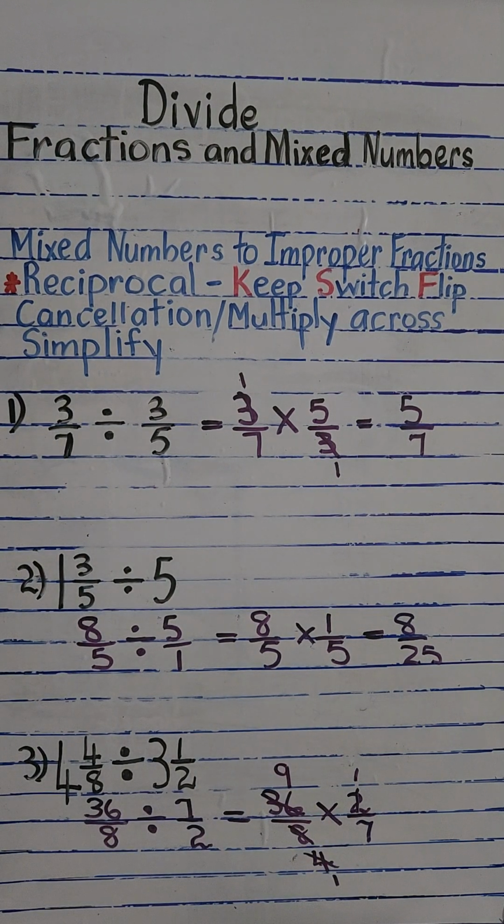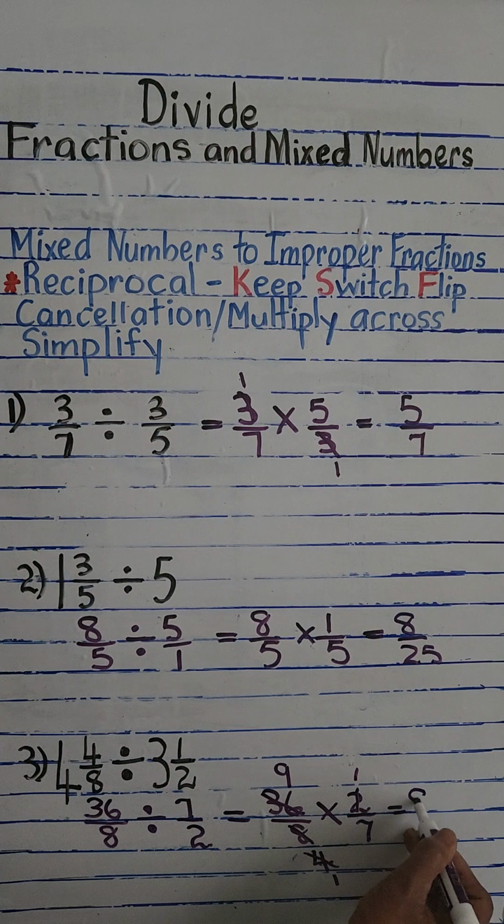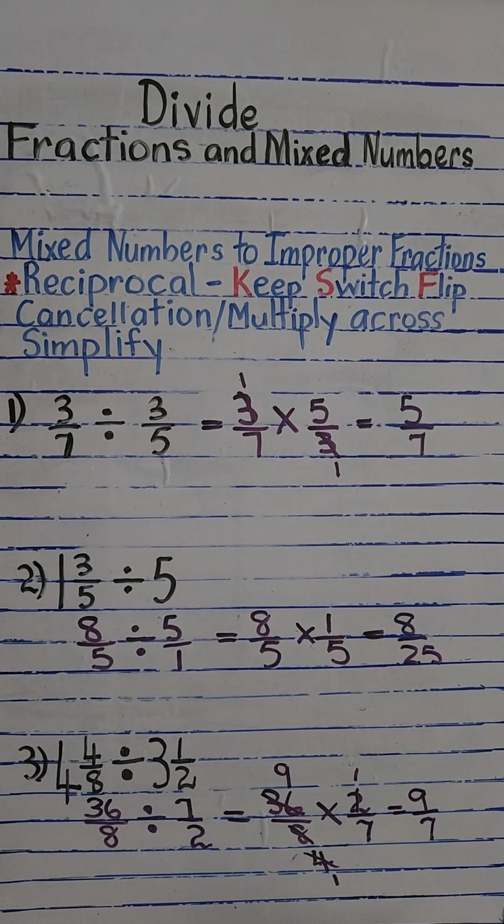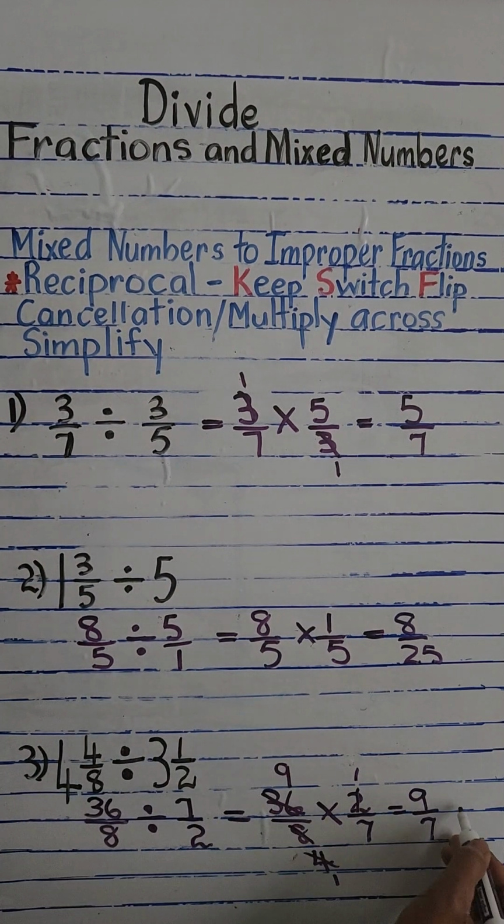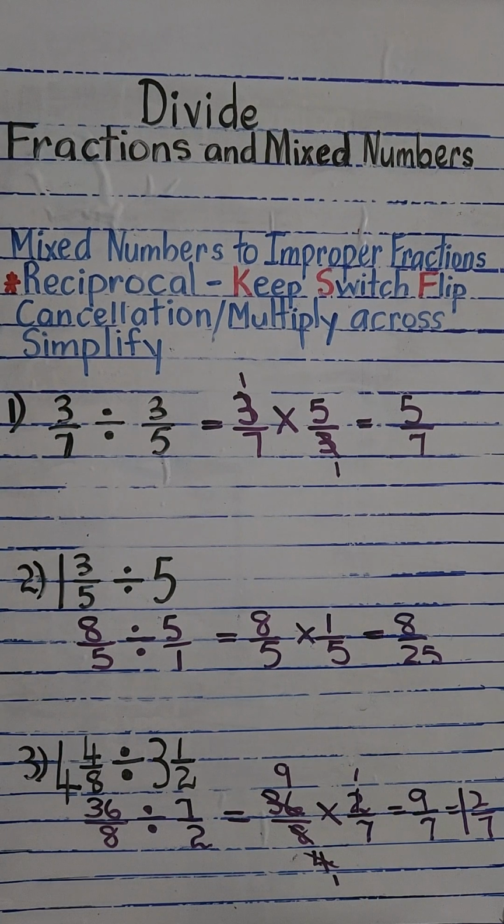Nothing else to cancel, so we can multiply across. Equals 9 times 1, 9. 7 times 1, 7. And that can be simplified. That means we change it back to a mixed number. 9 divided by 7 is one time and 2 over 7. And that is our final answer for that one.